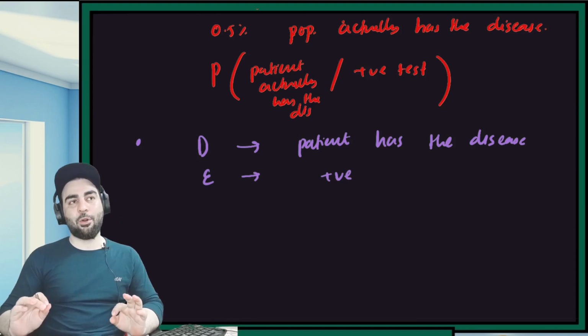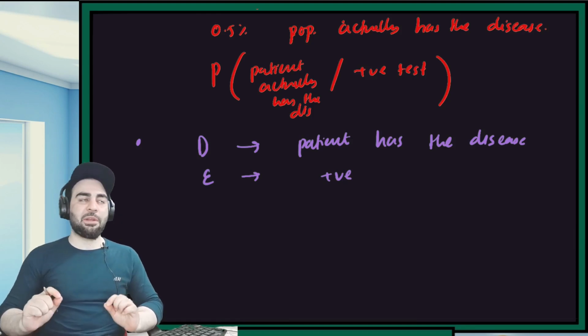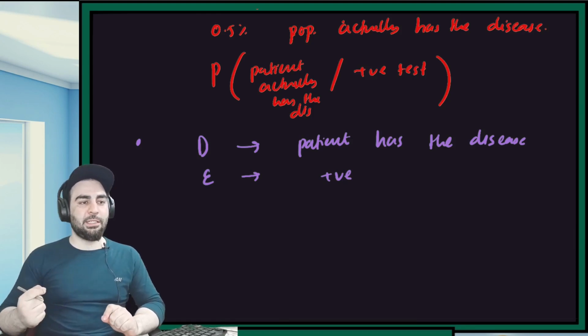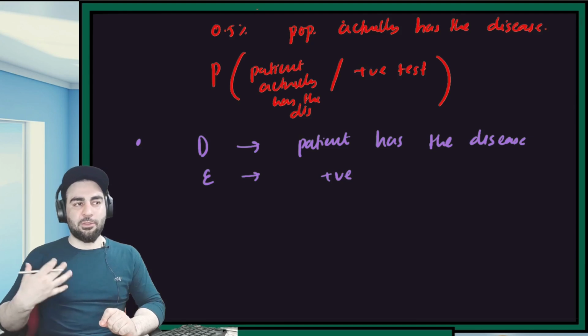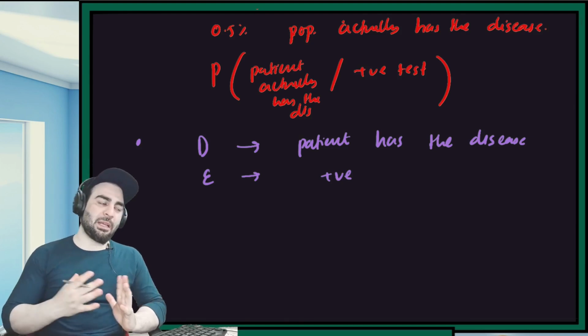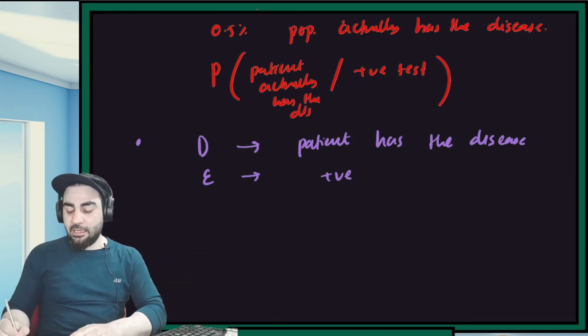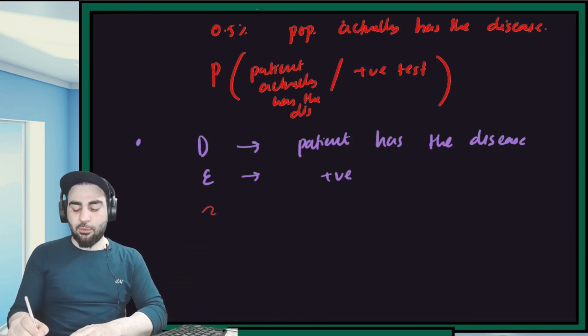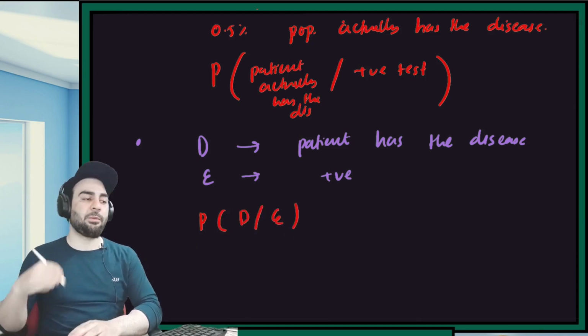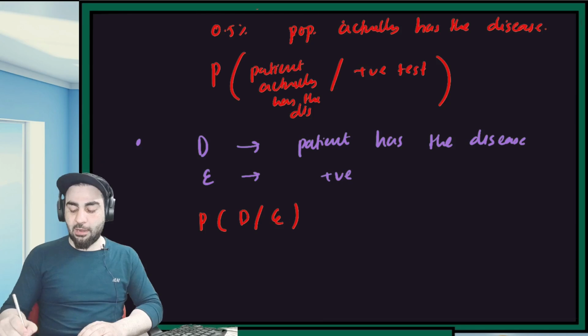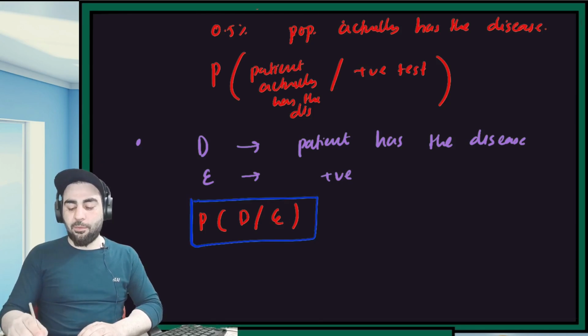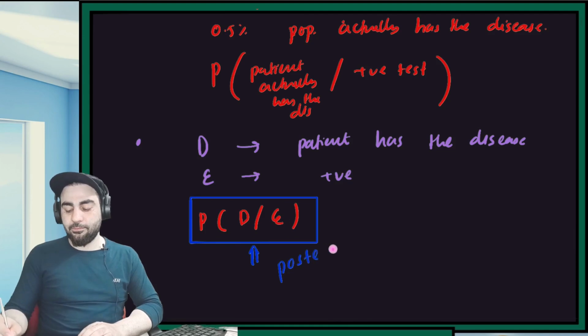Why is notation important? Again, I'm reiterating this point. Our brains find it easier to perform algebra and mathematical operations when we see symbols and numbers, rather than verbose sentences. So now, what do I have to find? I have to find the probability of disease given the evidence, the probability of disease given that the test was positive. In terms of Bayes theorem, this is called the posterior. So I have to find the posterior.